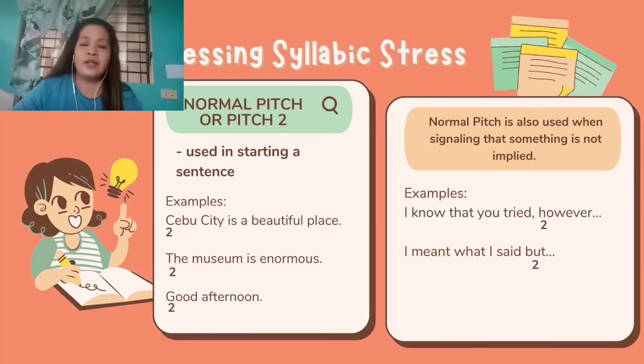The second one is the normal pitch or pitch 2, used in starting the sentence. Kung ang low pitch ay ginagamit sa pagtatapos ng sentence, ang normal pitch naman ay ginagamit sa start ng sentence. Cebu City is a beautiful place. Where is the normal pitch? Cebu City is a beautiful place. Ang normal pitch dun ay Cebu. At yun ay ginagamit sa simula.